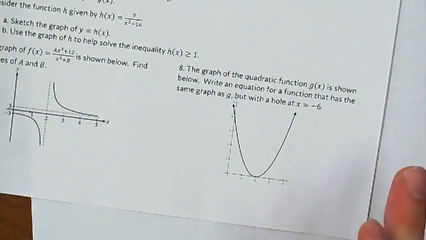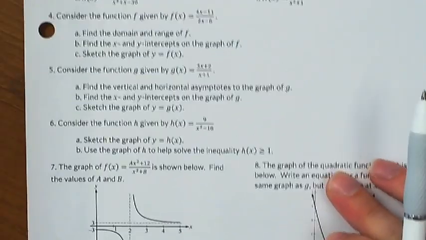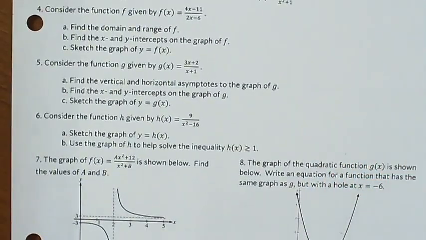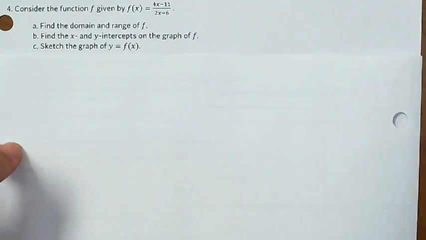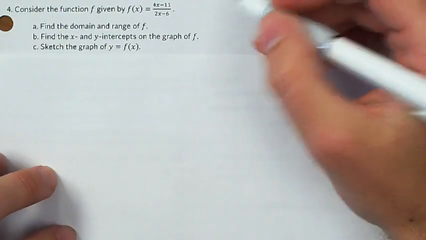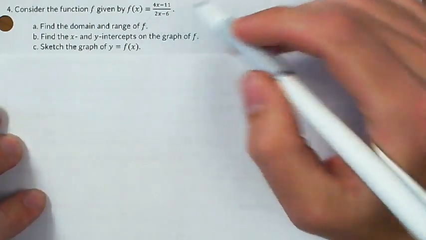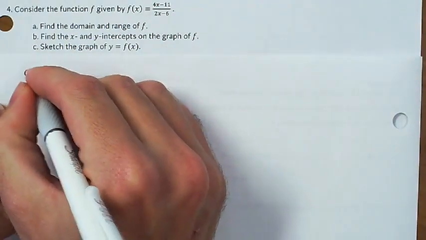Hoping it's about to speed up here. Now, the rest of these problems don't have as many parts, so I think I'll be able to knock those out a little quicker. All right, this next one, they're giving us one of these linear over linear type functions. We're going to find the domain and range of f.